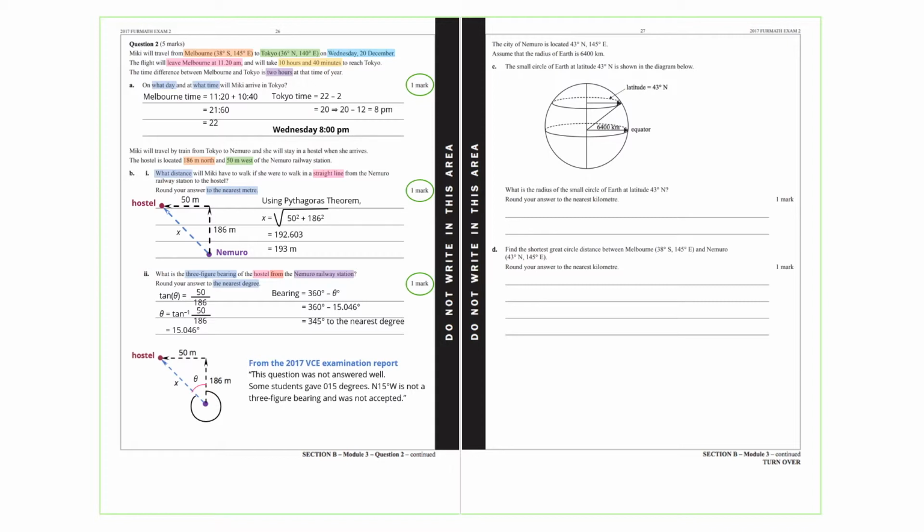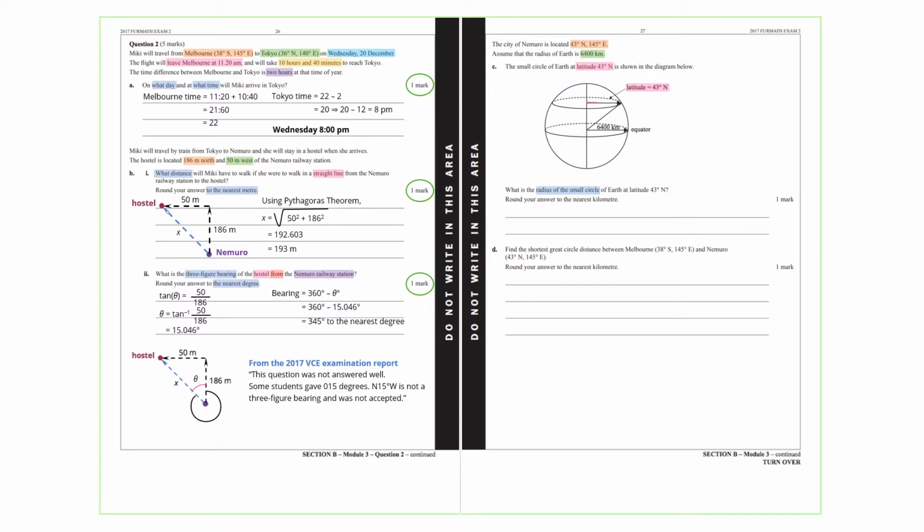The city of Nemuro is located 43 degrees north and 145 degrees east. Assume that the radius of Earth is 6,400 kilometers. Part C. The small circle of Earth at latitude 43 degrees north is shown in the diagram below. What is the radius of the small circle of Earth at latitude 43 degrees north?